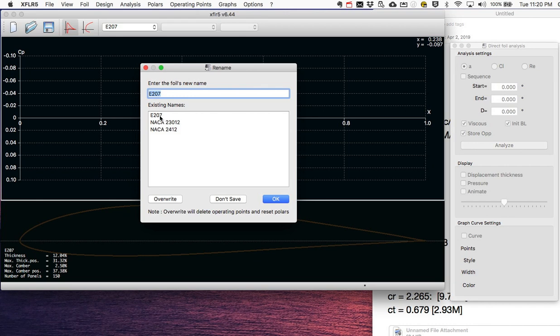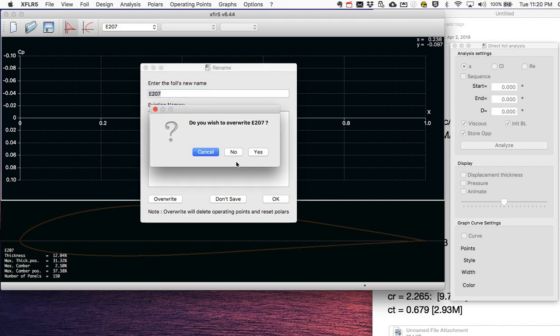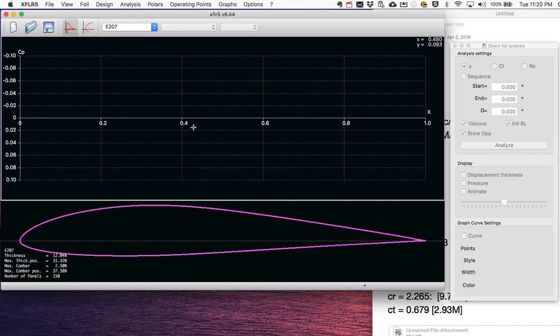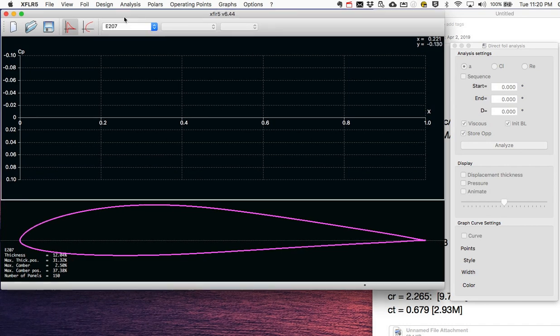And now I say okay, and I'm going to save it. And now we have an existing E207 in here, which is the one I imported with the lower resolution. And I'm going to hit OK. It's going to ask me if I really want to overwrite that one, and I do, yes. So now I have 3 foils in here that I can work with, and I'm going to do an analysis on these.